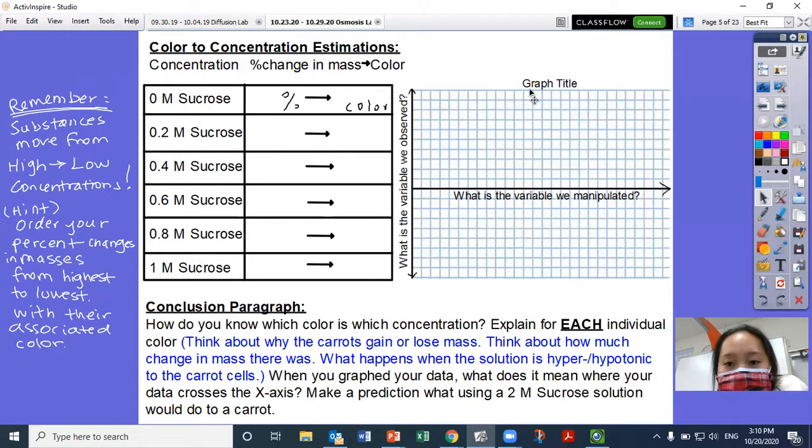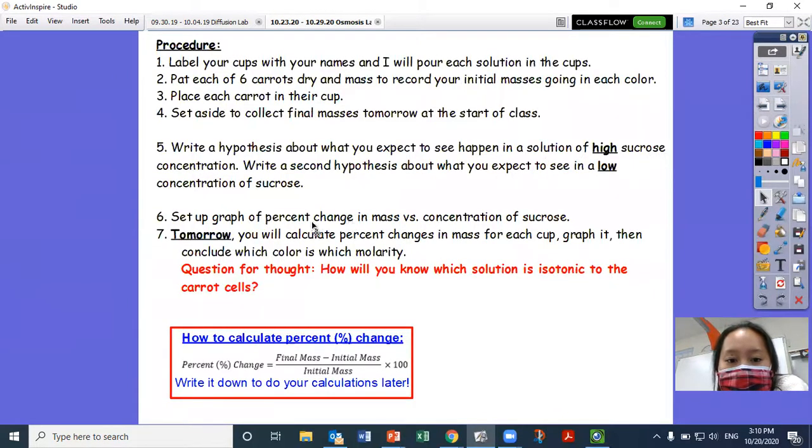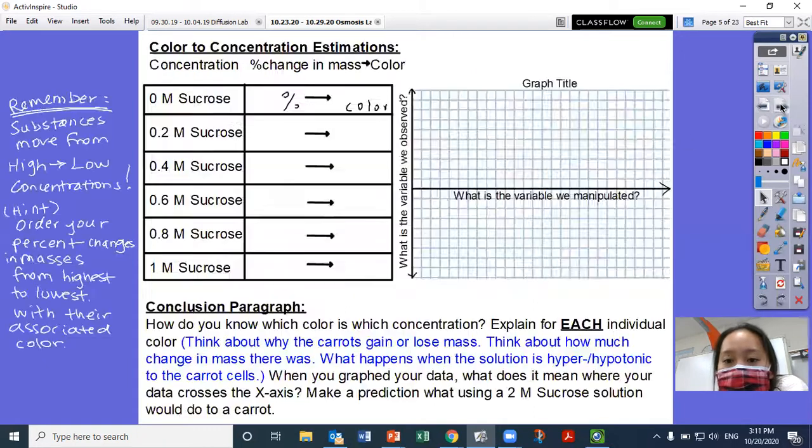The graph, as you can see over here, you're going to be creating your own graph title, and it's going to be y as a function of x as usual, right? And we know that earlier we said we're going to be graphing percent change in mass versus concentration of sucrose. So you are going to be telling me which one is the x and which one is the y in this graph. And the reason why the axis goes in the middle is because some of these percent changes will be negative. And that is expected and it's supposed to happen.